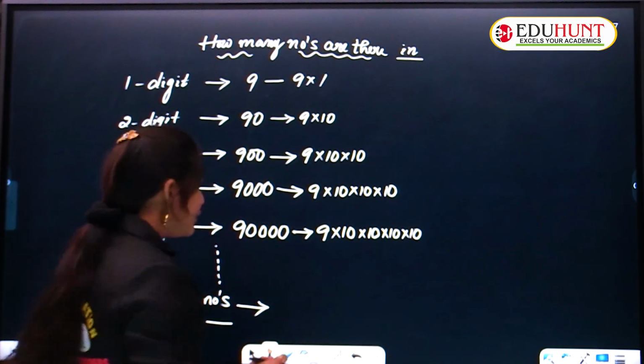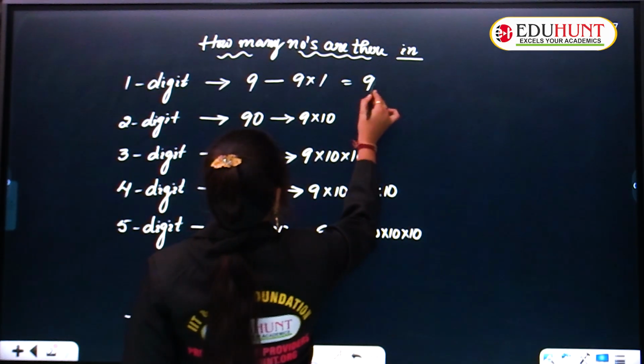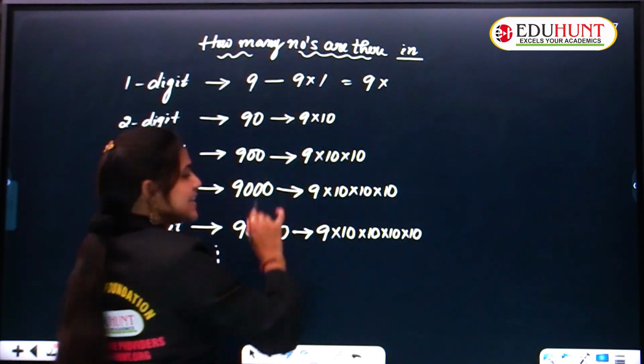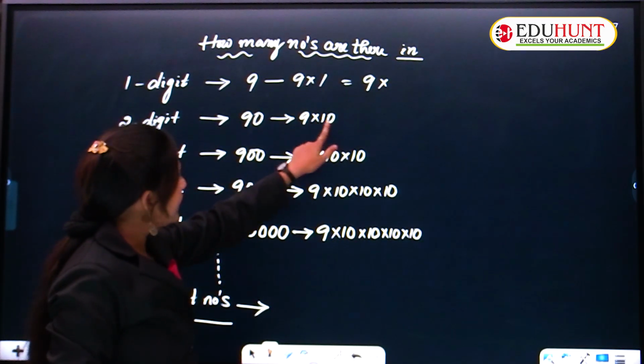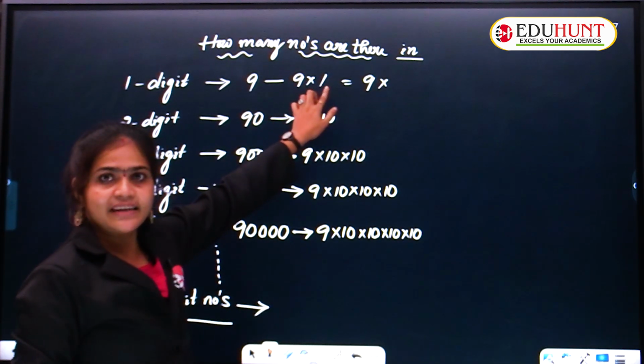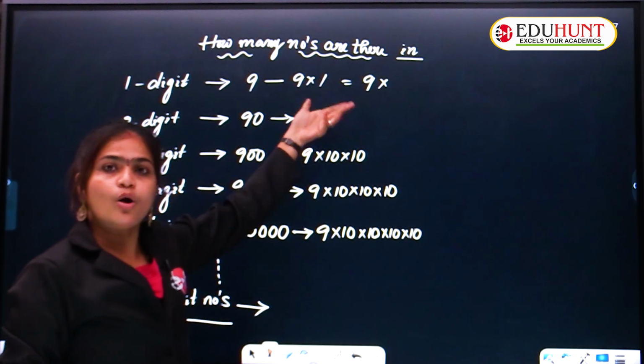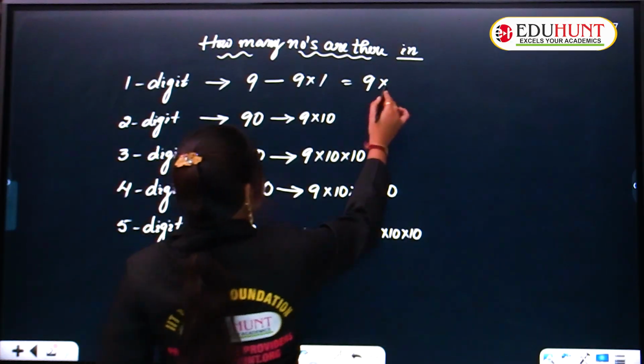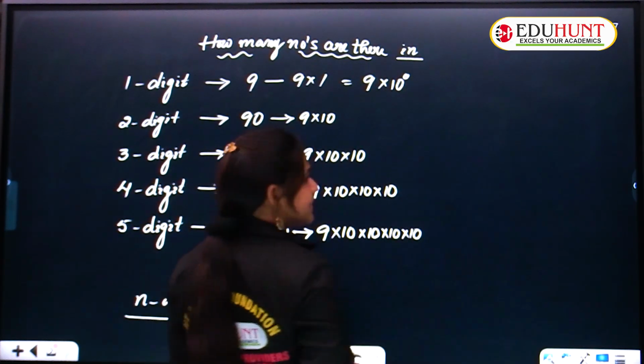Understood? Now here, we can write this one as 9 into... are there any tens here? Here 10, 10, 10 and so on. Here, is there any number with 10? Not there, no? 10 not there means we can write this one as 10 to the power of 0. Shall we write like this?